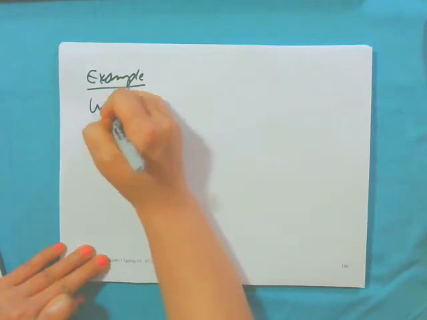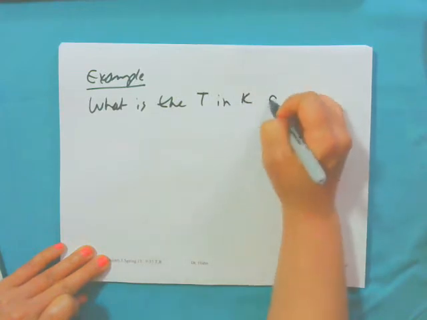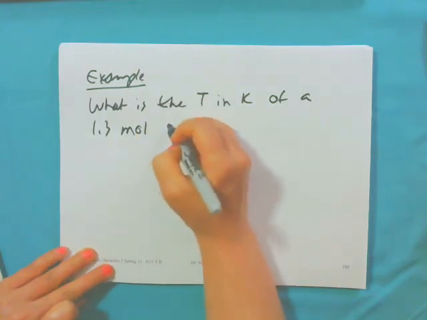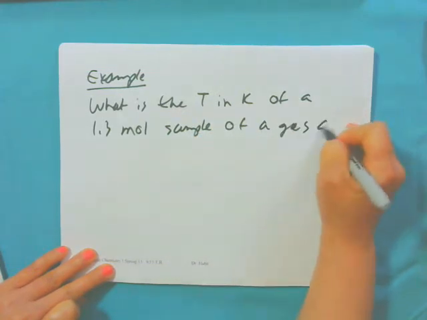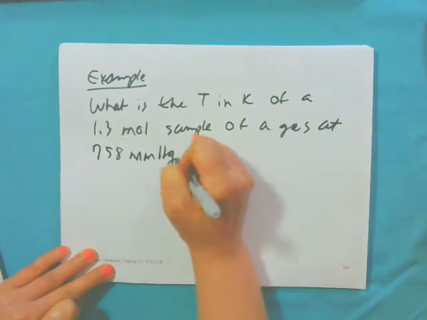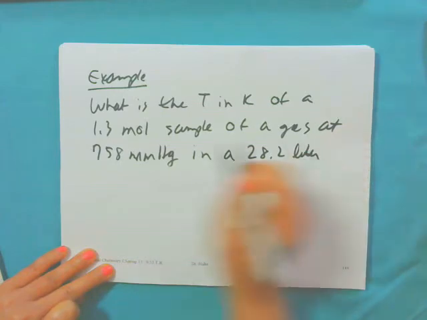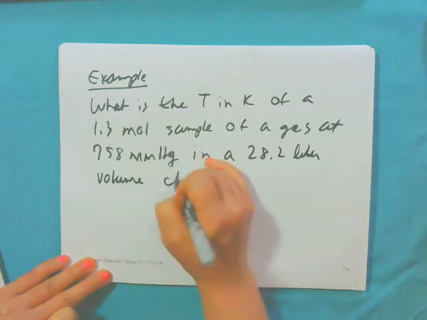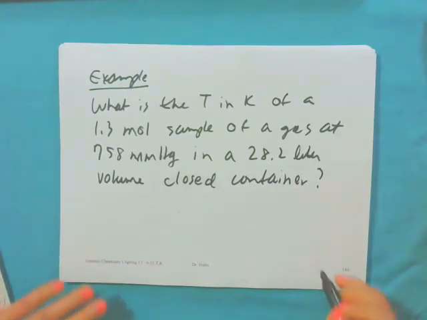So I'm going to ask in the question, what is the temperature in Kelvin of a 1.3 mole sample of a gas at 758 millimeters of mercury in a 28.2 liter volume closed container. Okay, so there's my question.